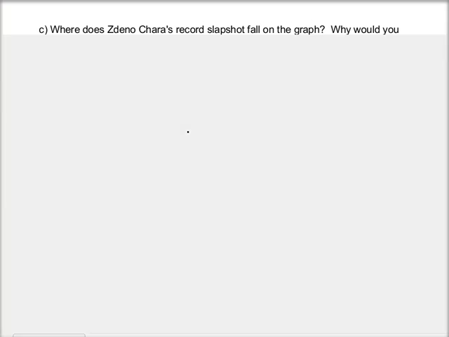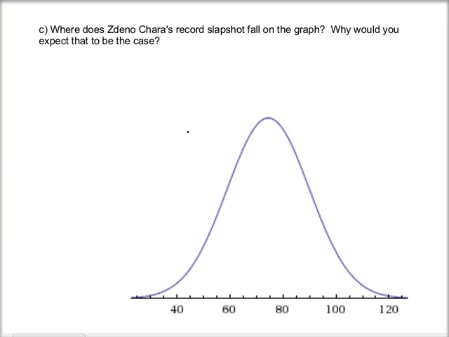So that's part B. For part C, where does Zdeno Chara's record slapshot fall on the graph, and why would you expect that to be the case? Alright, well, his record slapshot was 108.8 miles per hour, which is about here on my graph. So that is the record, that is the fastest slapshot ever recorded.